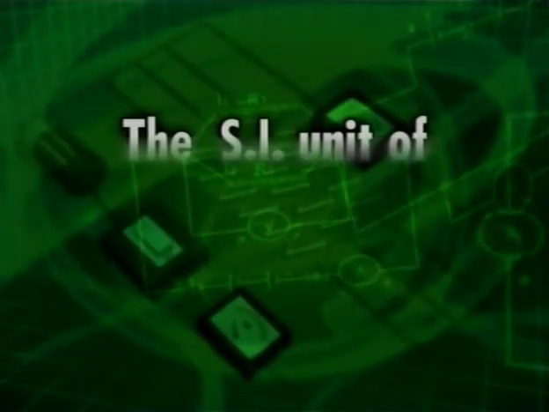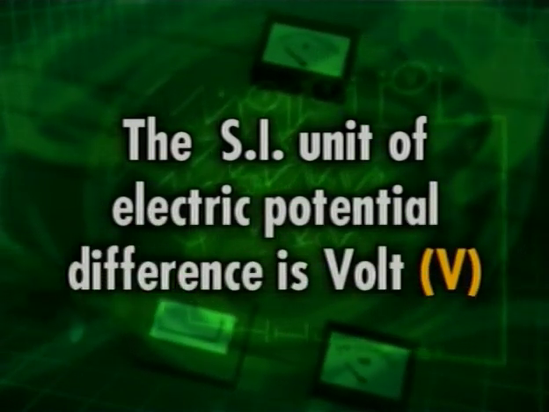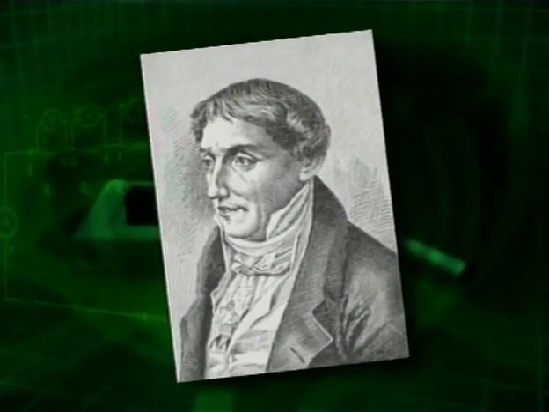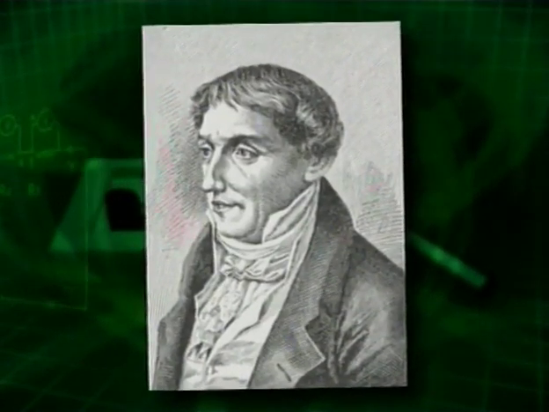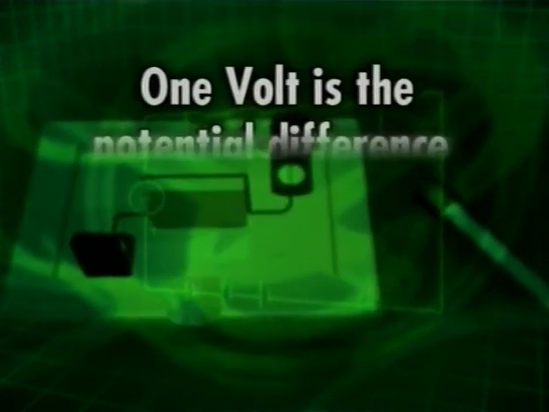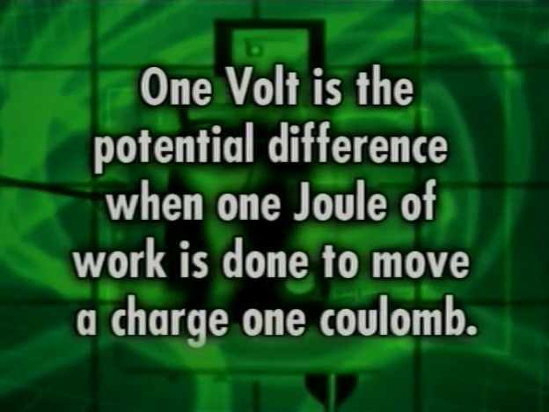The SI unit of electric potential difference is volt, V, after Alessandro Volta, an Italian physicist. 1 volt is the potential difference when 1 joule of work is done to move a charge of 1 coulomb.